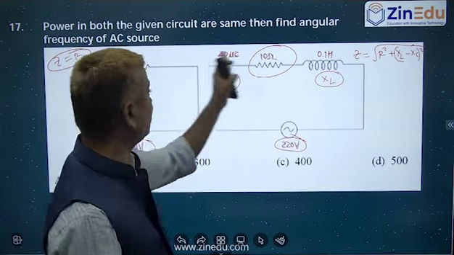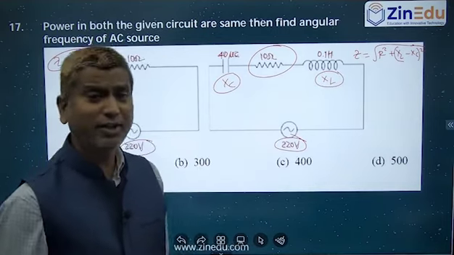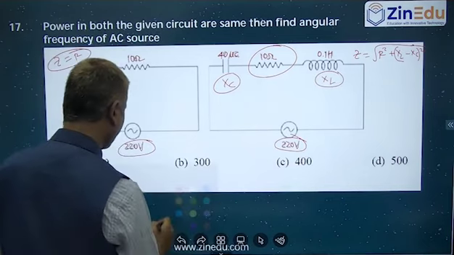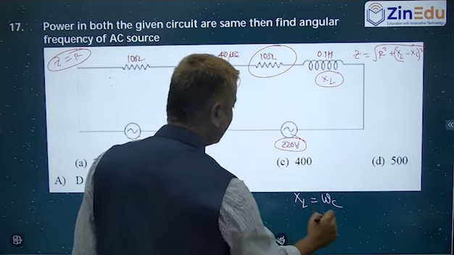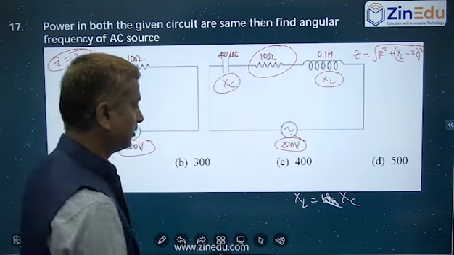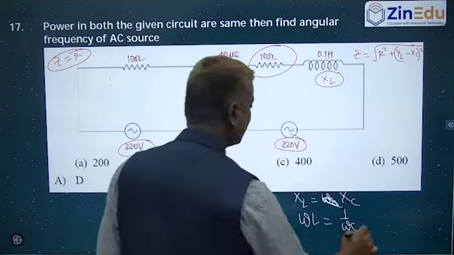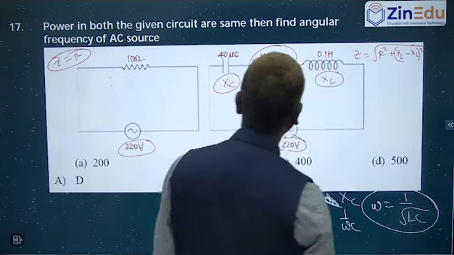So this impedance and this impedance have to be the same, which is possible when XL and XC are both equal. So you can equate XL equal to XC, and then you can get the value for omega. XL is omega L, which equals 1 by omega C. So your omega value will be 1 by root LC.